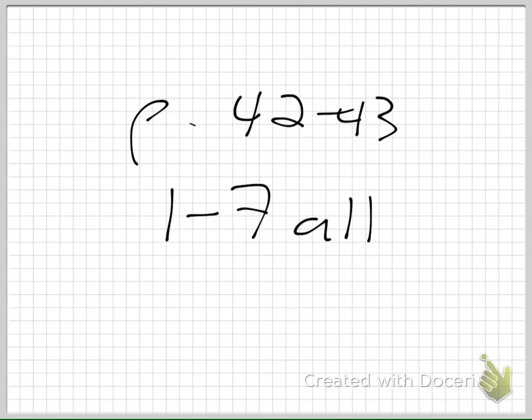Tomorrow, when we correct this in class, what numbers do you think I'm going to correct? No. Even. 2, 4, 6. Do you understand what I'm saying? Yep. 1 through 7 is still the assignment. So anyway, there we go.